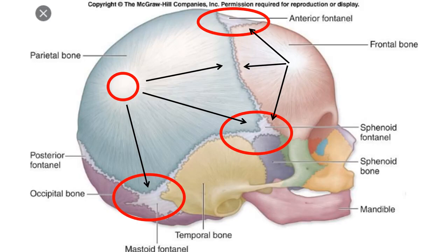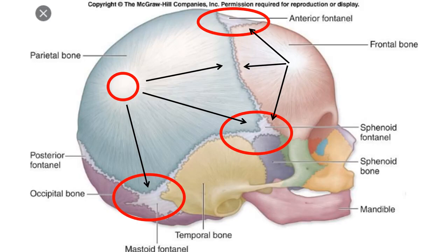This is going to take time. So ossification of one bone is going to reach the ossification of the other bone, and they are going to unite by a suture. This is going to be happening in different durations in different bones.